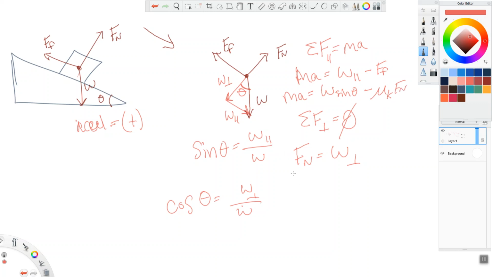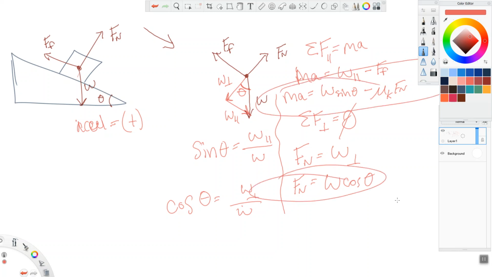And then down here, I'm going to say force normal equals weight times cosine of theta. You're usually going to use these two statements right here in your final calculations for whatever you're looking for if your box is hanging off of or going down a ramp.